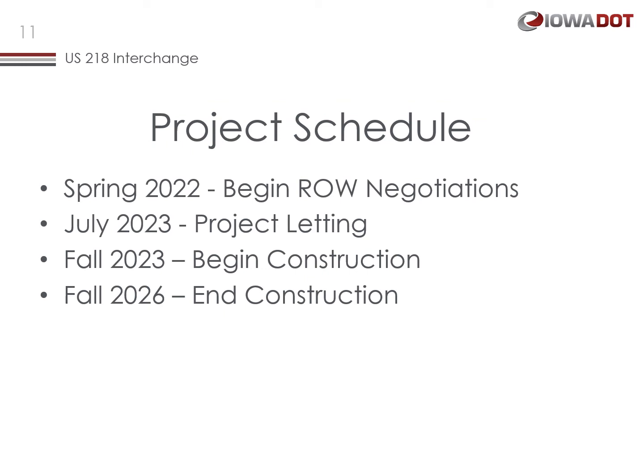Here's the current timing of the project. In the spring of 2022, right-of-way negotiations will begin. Final design will continue, and we are targeting a letting date of July of 2023. This would allow construction to start in the fall of 2023. We are estimating that the proposed construction work will take up to 3 years to complete.